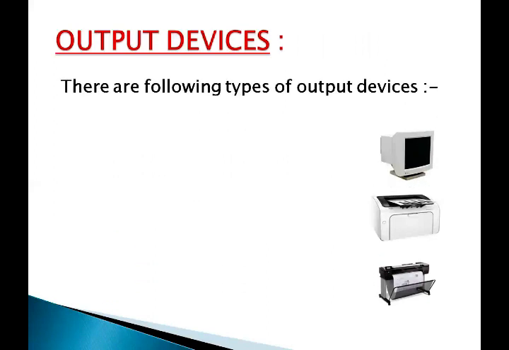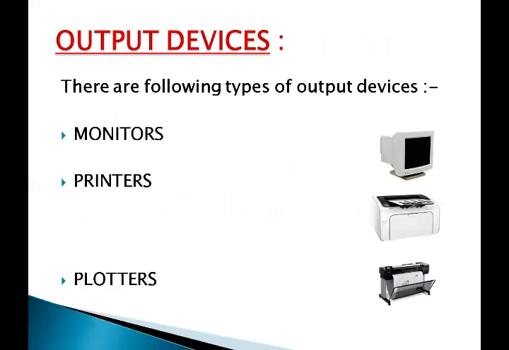There are the following types of output devices. Number one is monitor. Number two is printer. Number three is plotter.